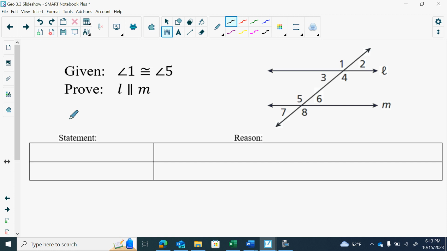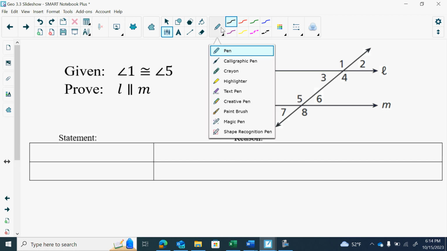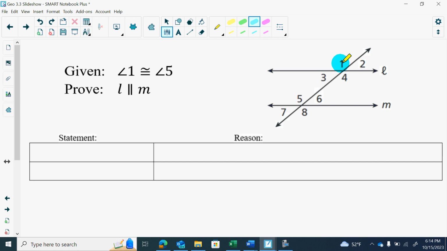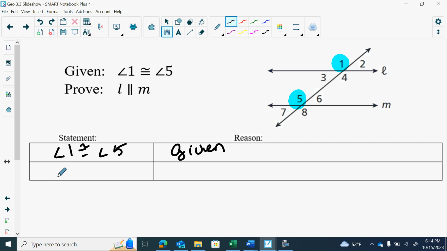We're actually going to do a mini proof here. Given that angle 1 is congruent to angle 5, prove that line L is parallel to line M. Let's find angles 1 and 5. Angle 1 is right here, here's angle 5. Those are definitely corresponding angles. So we can say we're given that angle 1 is congruent to angle 5, and I'm going to say given for that. Since this is a mini proof, you all know what's coming next: line L is parallel to line M.